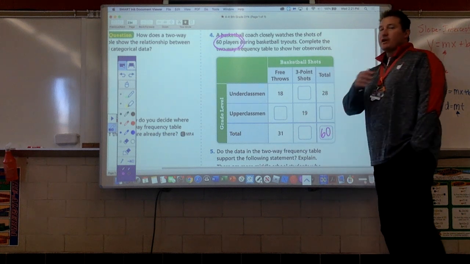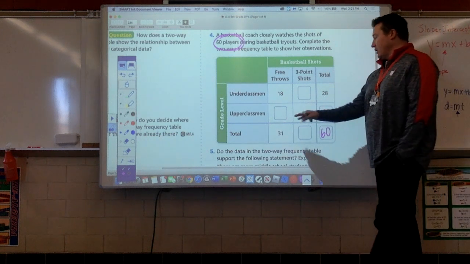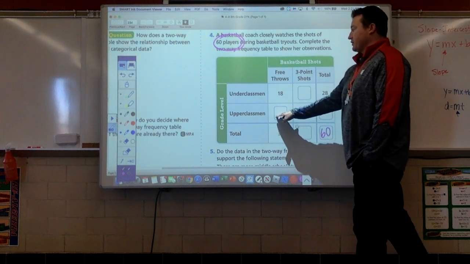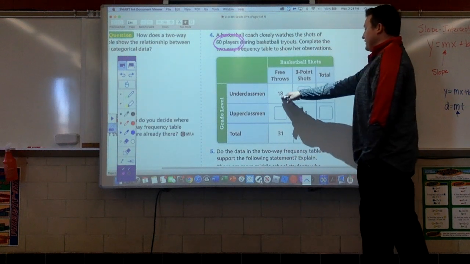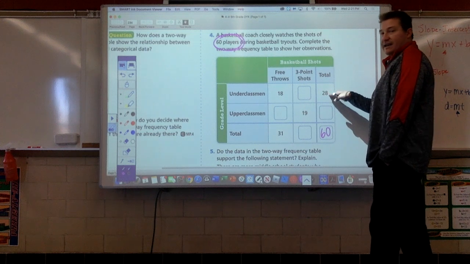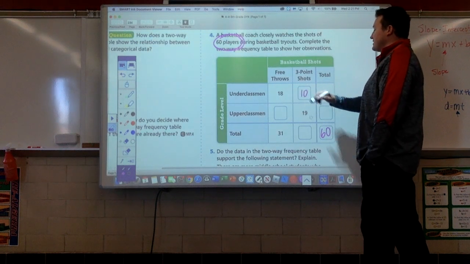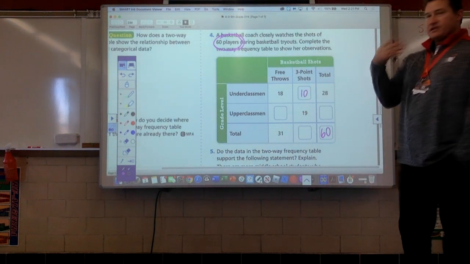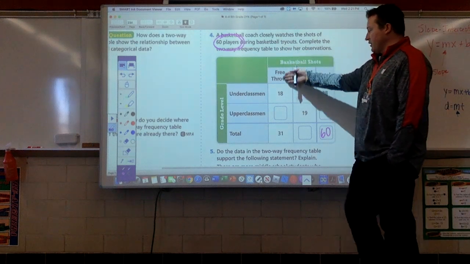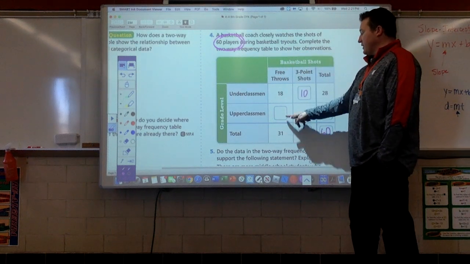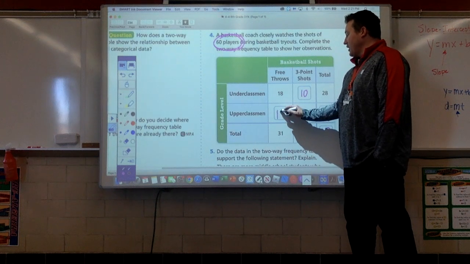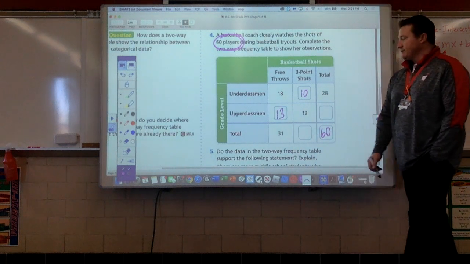Okay, I'm looking across my rows right now. I can't do the upperclassmen row, but I can do the underclassmen row. This number plus this number has to add up to 28. I believe that to be the number 10. Let's look through our columns now. In the free throws, again, I just need this number here. 18 plus something gives me 31, and that's 13.